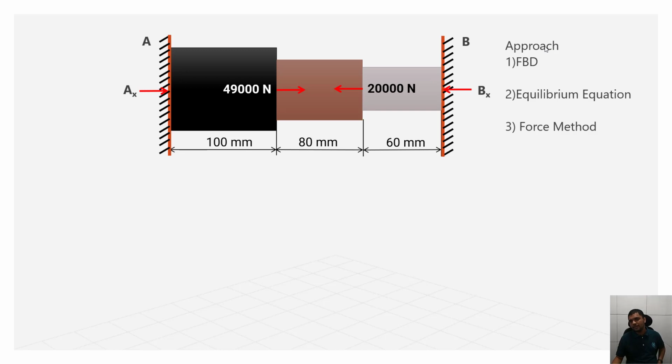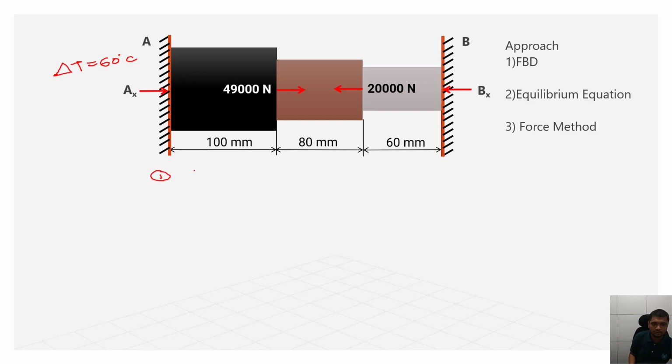So what we are going to do, we are going to first make a free body diagram. Then we are going to make the equilibrium equation, and then we are finding the forces using the force method. This full bar is statically indeterminate because of one thing, that is thermal loading. So this bar is subjected to delta T equals 60 degrees Celsius.